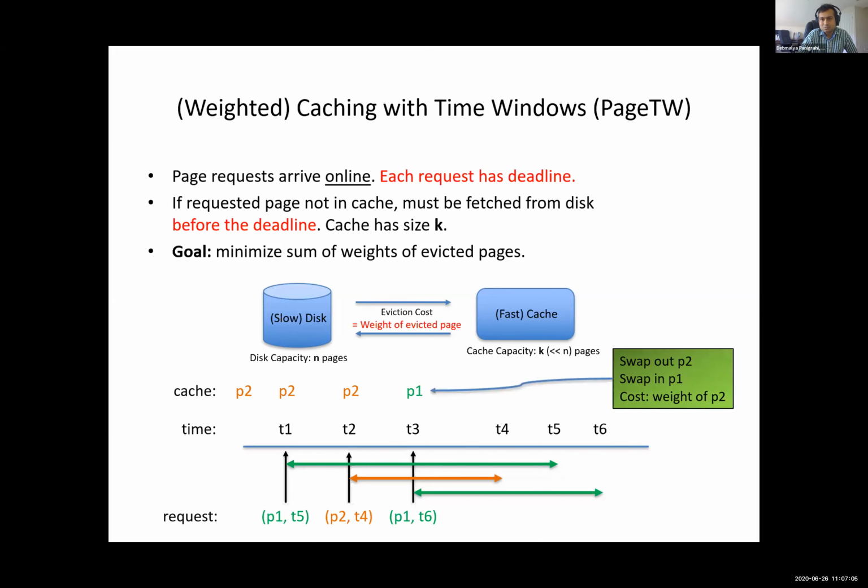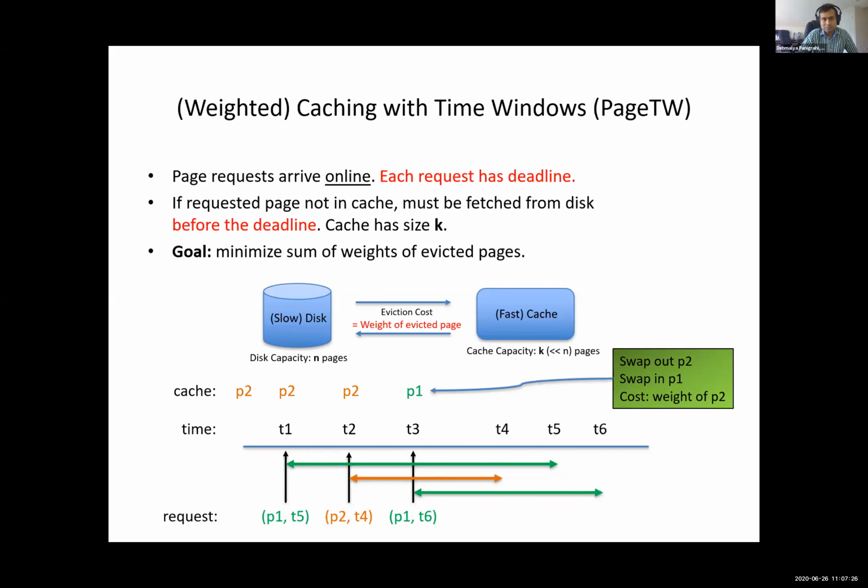So what I do is I swap in page P1 into the cache, and I swap out page P2, and the cost I incur in this swap is the weight of page P2. As is usual, we would want to minimize the total sum of weights of all pages that we swap out during the entire schedule.